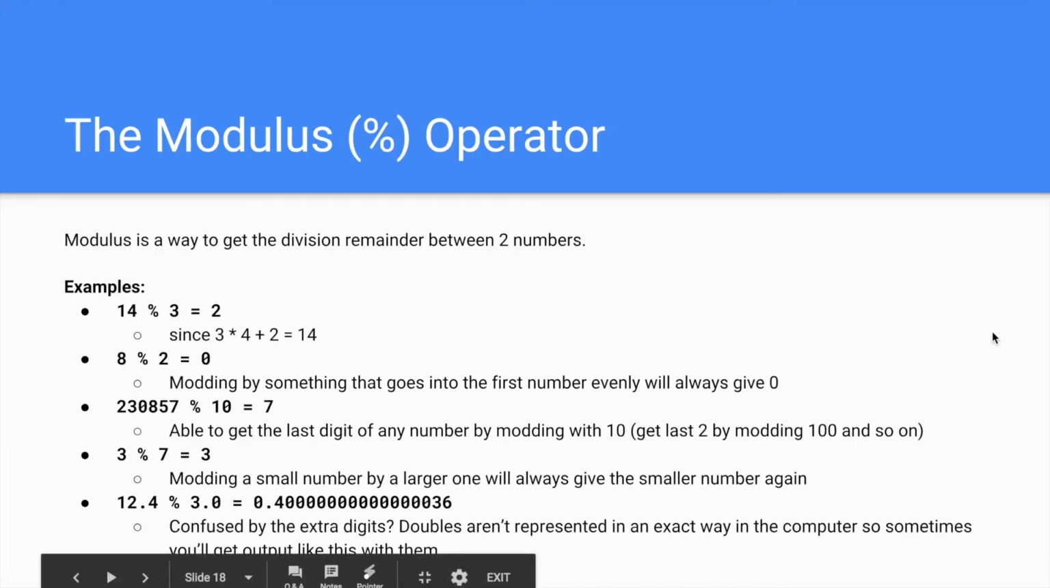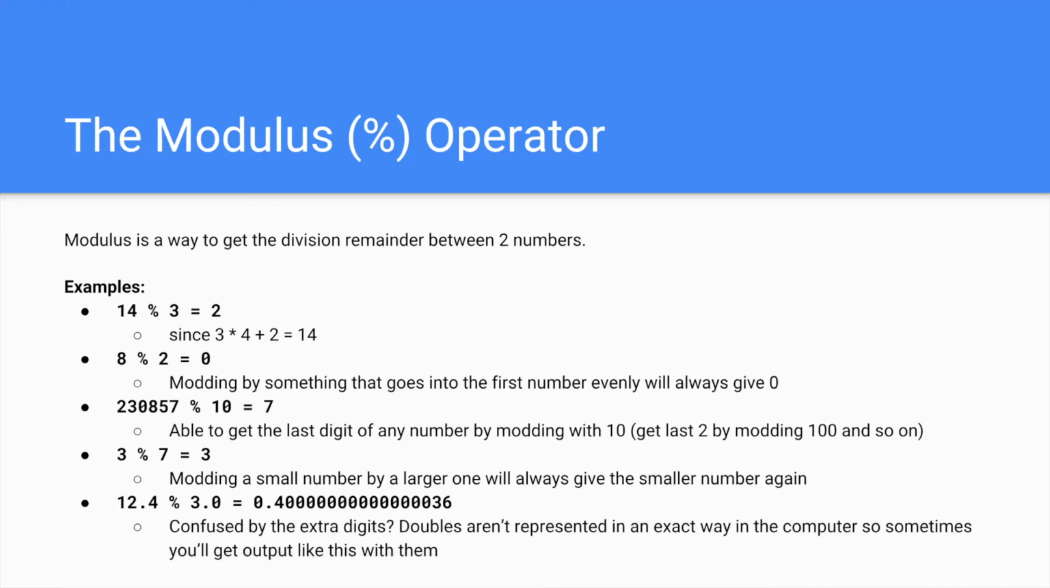So the percent or modulus operator. A modulus is a way to get the division remainder between two numbers. Some examples are 14 mod 3 is 2, since 3 times 4 plus 2 is 14. 8 mod 2 is 0. Modding something that goes into the first number evenly will always give you 0. So modding by 2 is a really quick way to know if a number is even or odd. Even numbers will always give you 0 when modded by 2, and odd numbers will always give you 1.